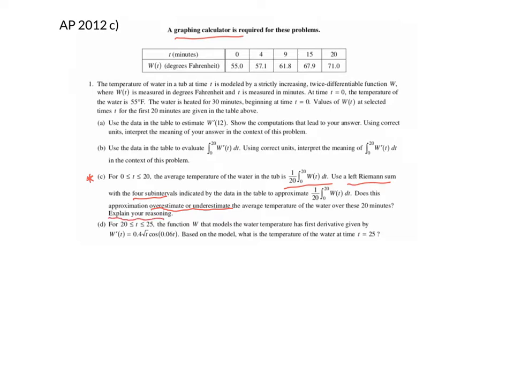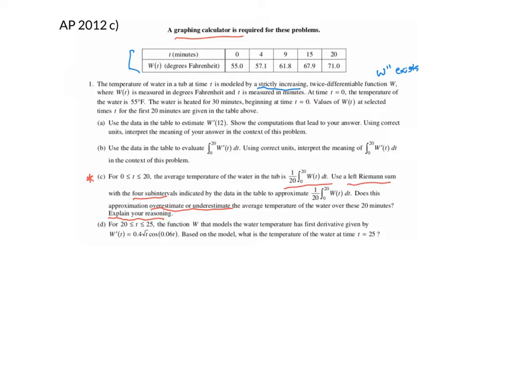Okay, so what I'm going to do is take a look back up at the original problem. I see I've got a table right here. It says the temperature of the water in the tub is modeled by a strictly increasing twice differentiable function W. That means that W double prime is a thing that exists. And then W is measured in degrees Fahrenheit and t is measured in minutes. And then at time 0, the temperature is 55. We know that from the table. Then the water is heated for 30 minutes beginning at 0. But our table only goes up from 0 to 20.